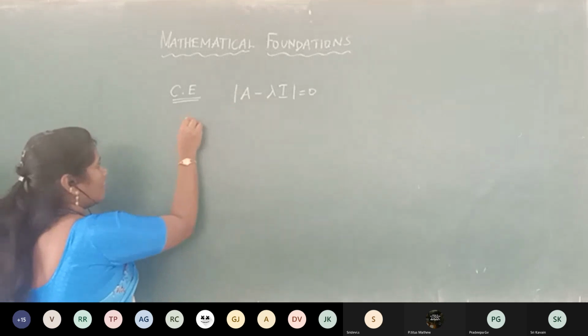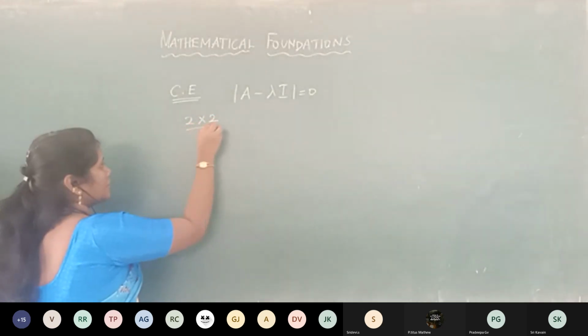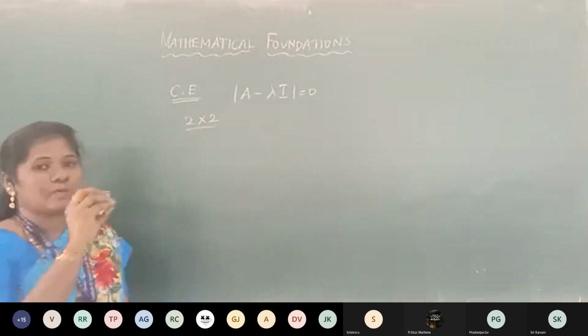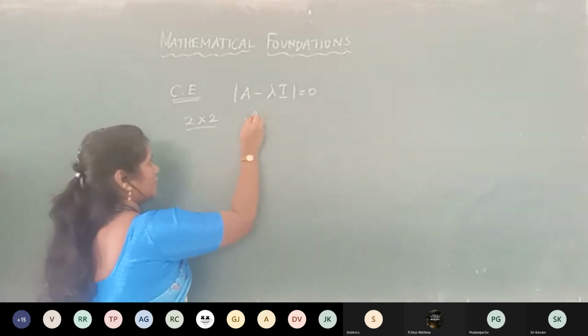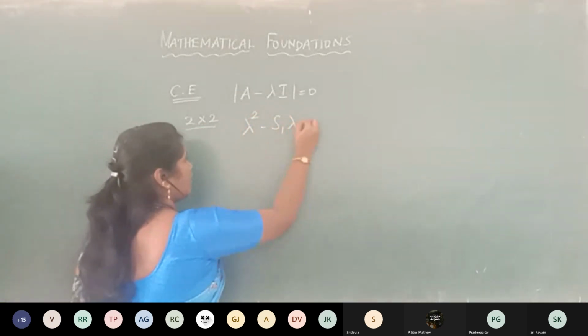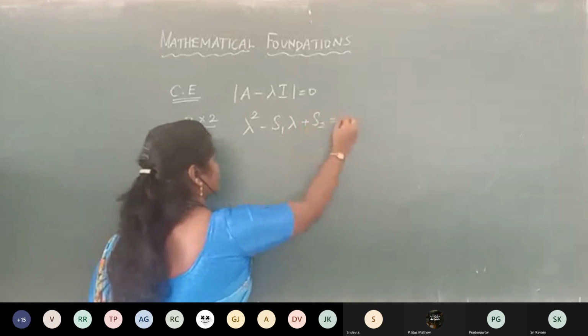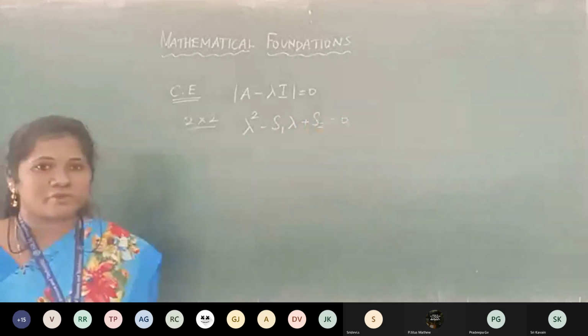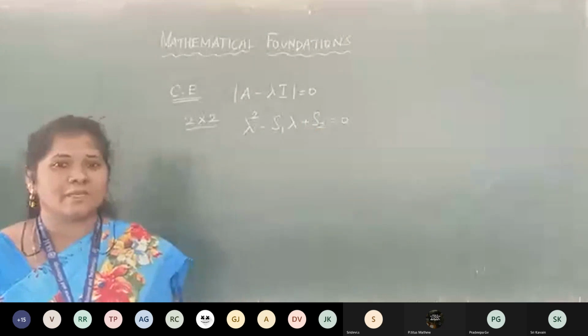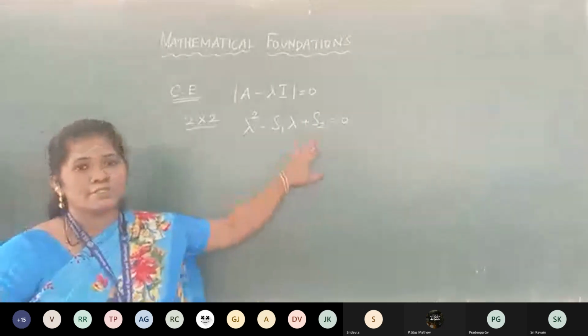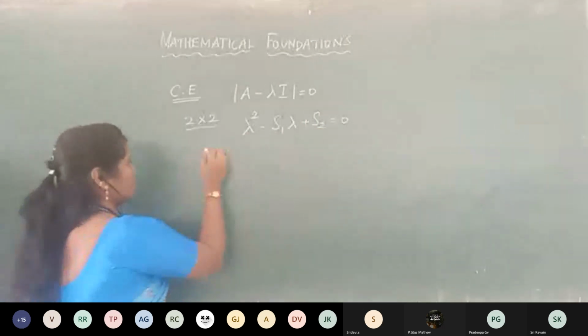But when you use it in your formula for a 2 cross 2 matrix, you will start with lambda square minus S1 lambda plus S2 equal to 0. Your S1 is the sum of the main diagonal elements. S2 is the determinant of it. This is for the 2 cross 2 matrix.